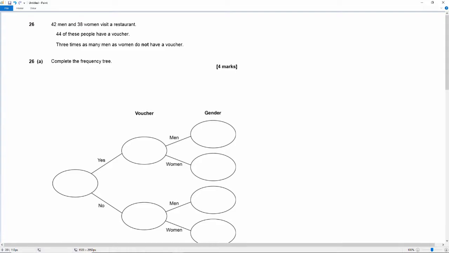44 of these people have a voucher, so we actually know this one already. We don't have to do any calculations, we can just put that one in. We know that 42 men and 38 women visit a restaurant, so the total is 42 plus 38. Of course, we can use a calculator, but 8 plus 2 is 10 and 4 plus 3 is 7, so that's 80.